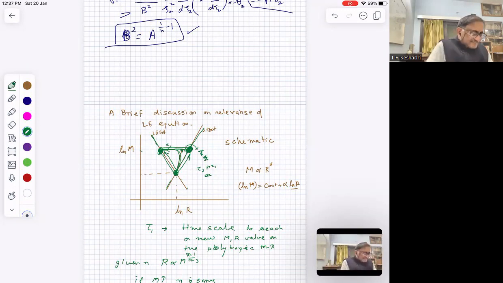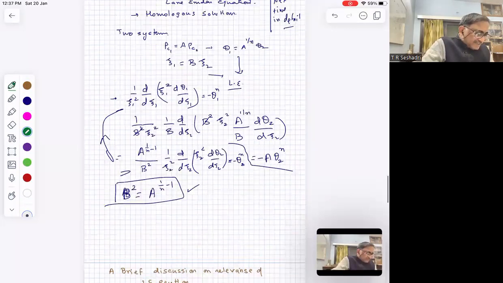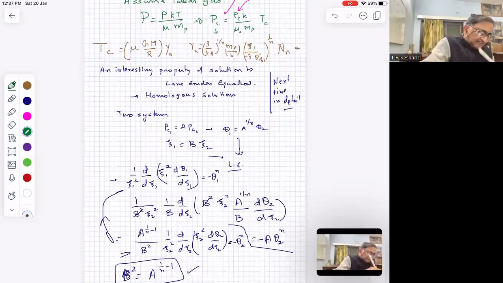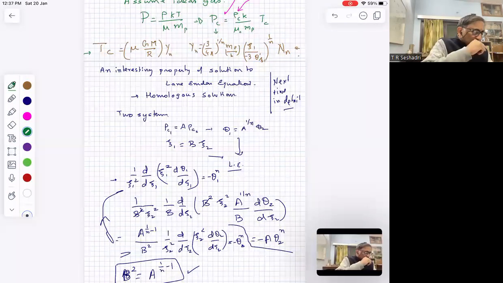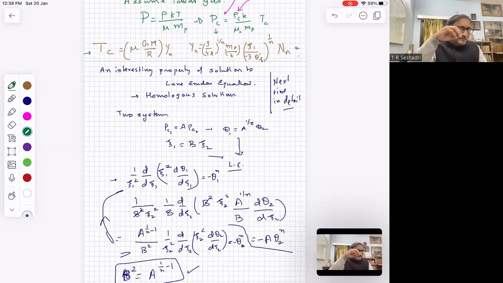And the reason is, I calculated the central temperature here. Now, a star's central temperature is fixed as the fusion temperature. So, the star will adjust itself not to keep it in a Lane-Emden solution, but it will adjust itself to keep the central temperature at 10 to the power 7 Kelvin.